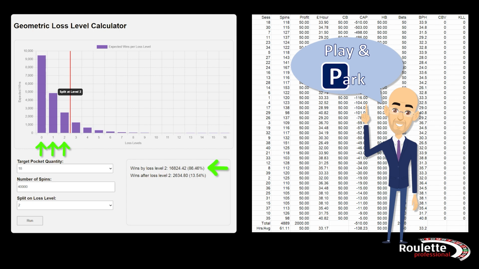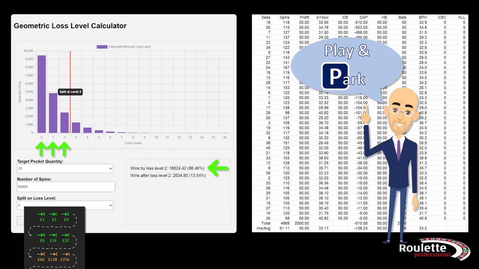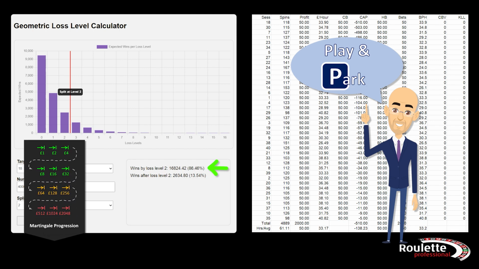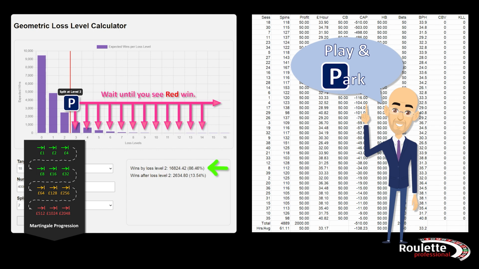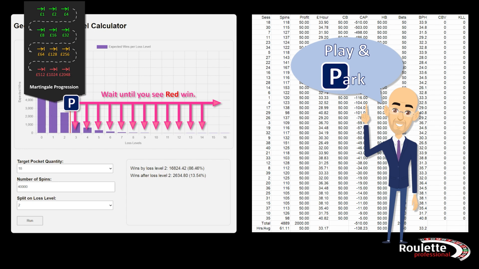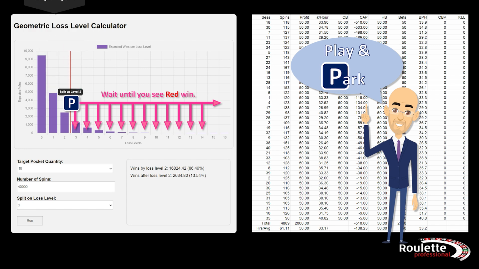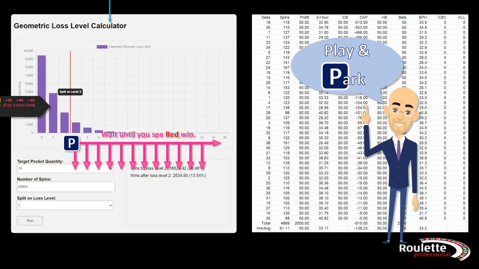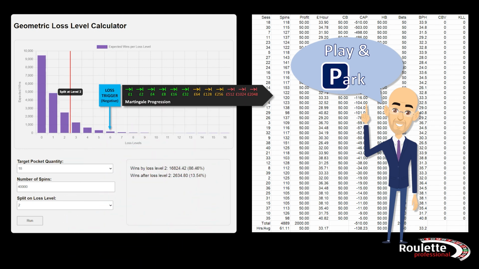So, the actual method we used in test 12 was a standard Martingale progression. But first we wait for red to win, then we play the progression for 3 levels. If we don't win, we park the bet and wait until red wins again. Then we continue with the progression for another 3 spins and so on. So, we are effectively stacking up our Martingale progression and playing from a dynamic point in the game, after which we can expect a higher concentration of wins. Playing after a win is an example of using a positive trigger. Playing after a loss level is a negative trigger.